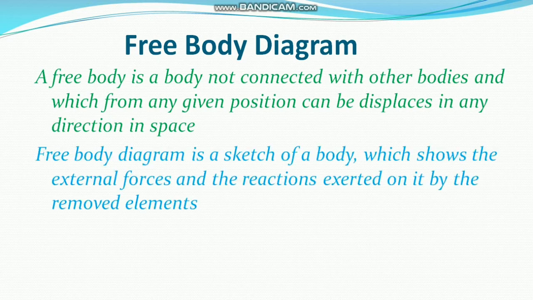Then what is a free body diagram? A free body diagram is a sketch of a body which shows the external forces and the reactions exerted on it by the removed elements. We will have some examples. Basically, a free body is a body which is not connected with other bodies and which from any given position can be displaced in any direction in space. That means if any external force acts, it will be displaced from its original position.